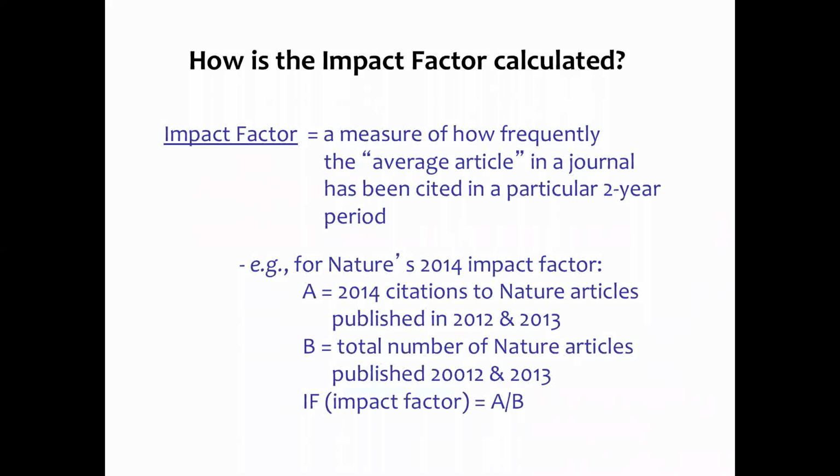The denominator of the impact factor, to normalize it to the total number of articles published, is the total number of articles published in 2012 and 2013. So the impact factor is simply the number of cites divided by the number of articles published. Okay? It's a very non-mysterious but complicated calculation, it turns out.